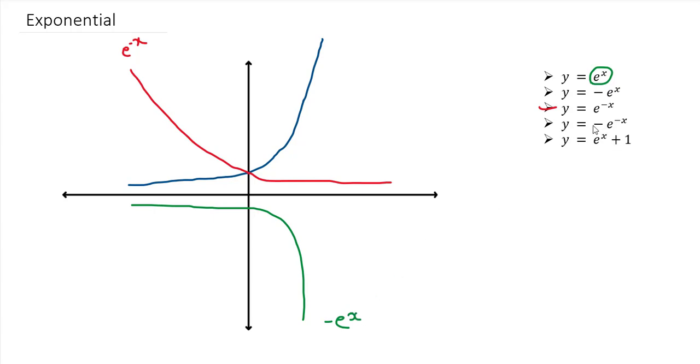Similarly, the graph for y equal to minus of e raised to minus x will be the mirror image of that, so it will look like this. So this will be your graph for y equal to minus e raised to minus x.